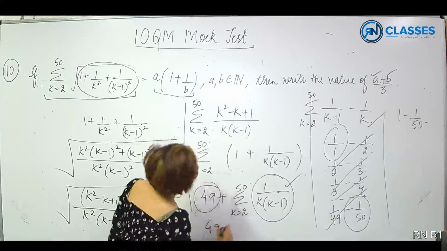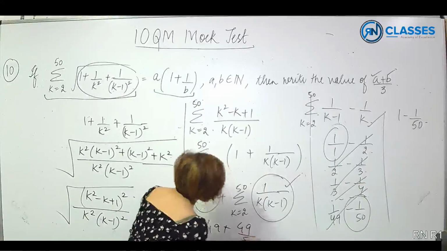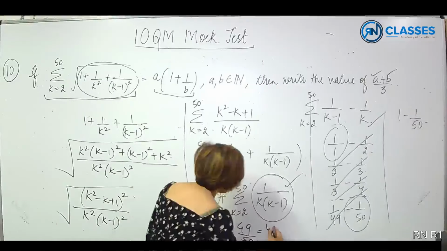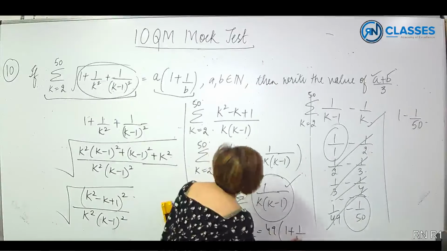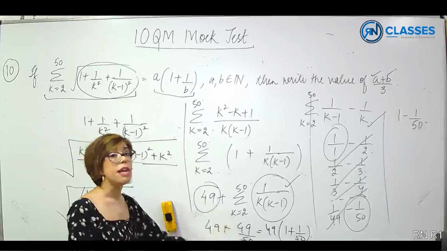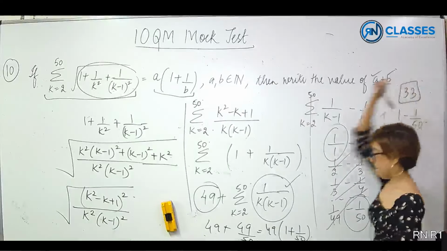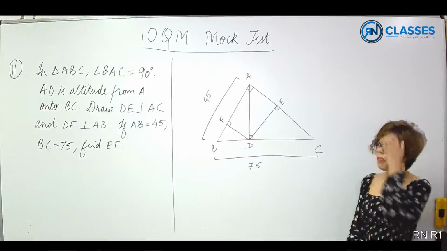So 49 plus 1 minus 1 by 50, that is 49 by 50. As you can see, we can take 49 common. I'll get 1 plus 1 by 50. Right? Same form, just substitute the value of A and B and you will get the answer as 30. Alright, on to the next one.